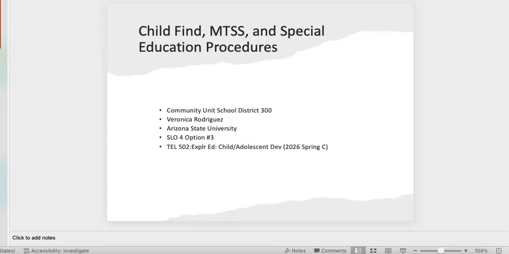In this presentation, I will explain how Child Find helps identify students who may need support, how MTSS provides early interventions, how evaluation and eligibility decisions are made, and how individualized education programs are developed to support students' learning.